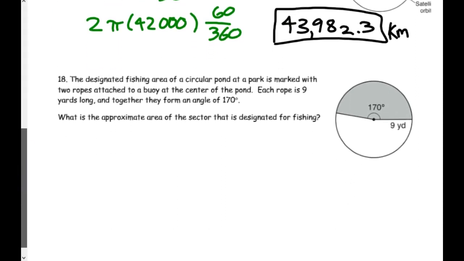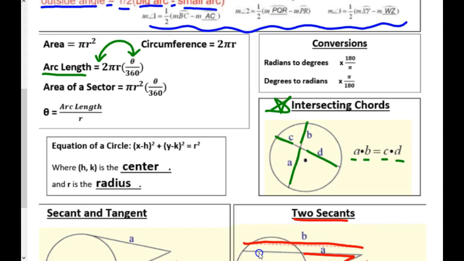The designated fishing area of a circular pond is marked off with 2 ropes attached to a buoy at the center of the pond. Each rope is 9 yards long, so you see that in the picture. Together they form an angle of 170. So you could just look at the picture if you wanted to. Since we're finding the area of a sector, we go to our formula chart, and we're going to use the area of a sector, right? Pi r squared, theta over 360.